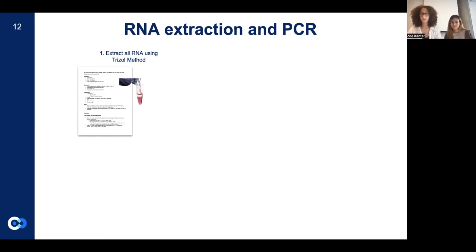So the first step was to take the samples that we put aside as we were growing the cells and extract the RNA. And for this step, we chose to extract it from the samples grown in low carbon because we wanted to test it out first at that stage. So we extracted all the RNA using the Trizol method.